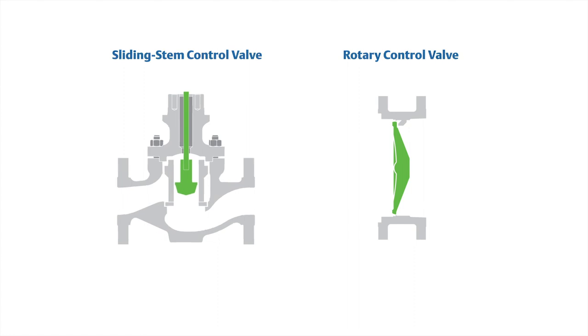There are two main types of control valve designs, depending on the action of the closure member: sliding stem, also referred to as globe or angle, or rotary, also called quarter turn. Sliding stem control valves use linear motion to move a closure member into and out of a seating surface, whereas rotary control valves use rotational motion to turn a closure member into and out of a seating surface.